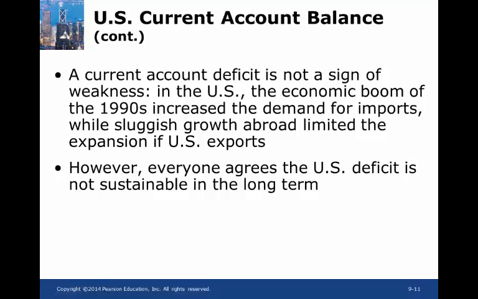So in the next section of the PowerPoint, we are going to continue with the other side of the balance of payments and look at the financial accounts as well as the capital accounts.